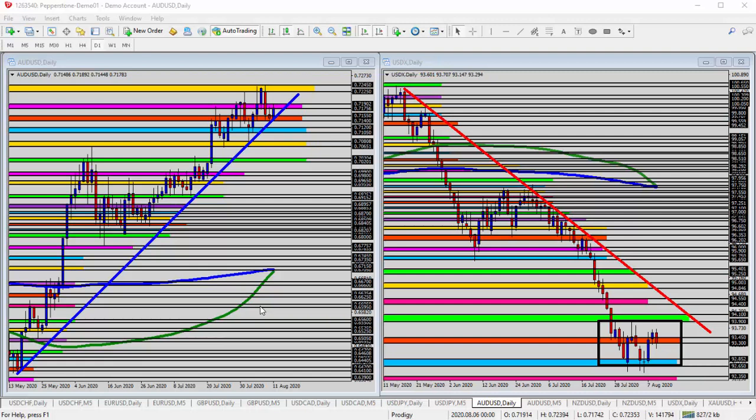Opposite of that is the US dollar. The US dollar's been falling, same amount of time. We can see the US dollar red trend line falling on the right-hand side, all the way down now, testing down into the 92s. So significant opposites for the dollar and the Australian dollar.